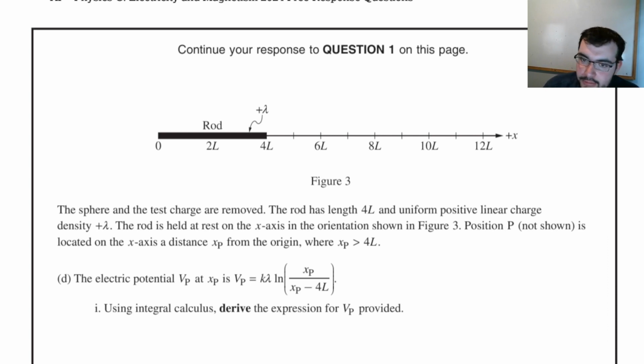So I knew we were going to have to do something with this rod. And here it is. The electric potential VP at X sub P. So that's some point out here. So this is X sub P. And then we're interested in deriving this expression for the electric potential. So to start, realize that since we have a rod and it tells us to use integral calculus, we have to chop this rod up into a bunch of little dQs, because each of these parts of the rod is going to contribute a tiny bit towards the potential.